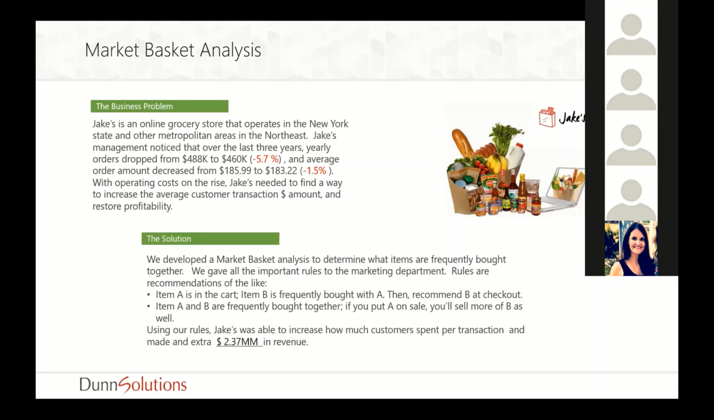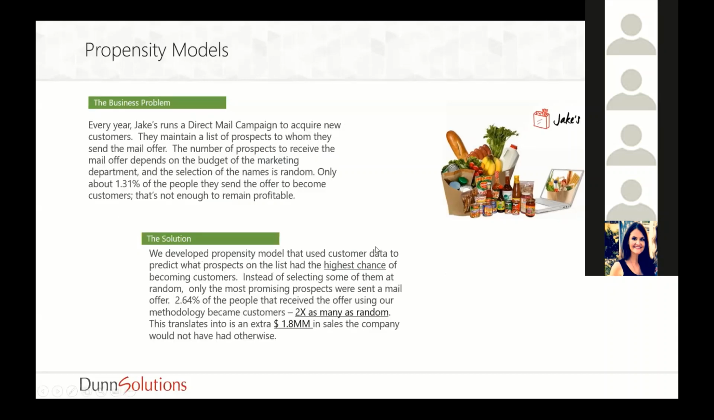And so we did that for a customer, and we were able to increase the transactions that those customers were doing, quite a bit, and actually added about $2.5 million of revenue just based on recommendations that we had at the checkout.